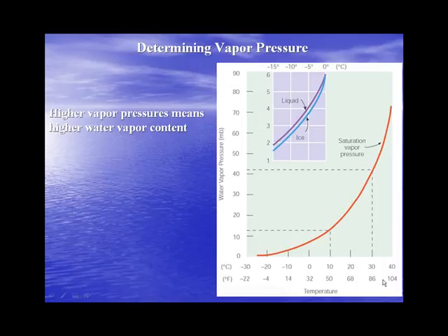Okay, so the idea here is that higher vapor pressure means higher water vapor content. And so let's just take a look at some values here. For instance, right here at 30 degrees Celsius, if I go up to this saturation vapor pressure curve, and right now you don't really understand so much what saturation vapor pressure means. Actually, I guess you do, because you've been working with Mountain Sim.